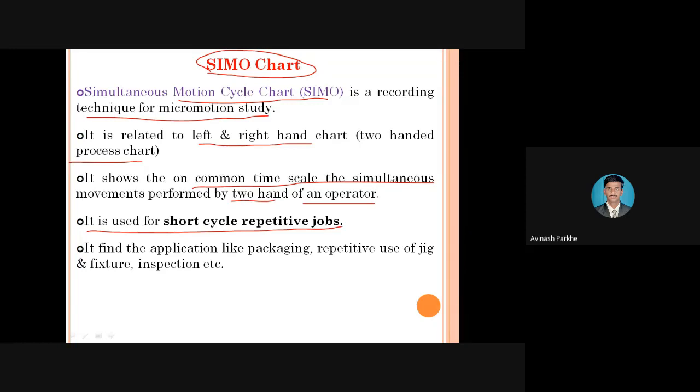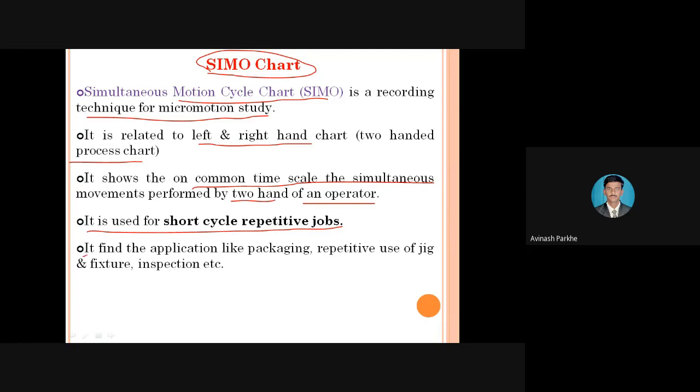So this particular Simo chart is useful for short cycles. Short cycle in the sense your operation can be completed in minimum time, maximum up to 30 minutes. And the repetitive job. So which types of repetitive jobs are taking place?